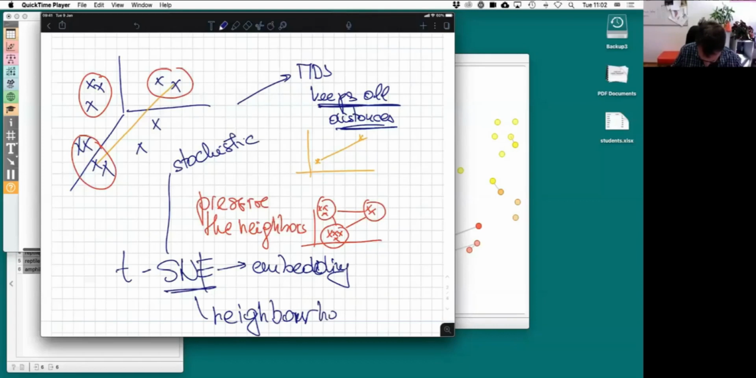I think it stands for neighborhood, actually. So basically, this algorithm tries to preserve the neighbors, right? And the technique is not a projection, but it's called embedding, just like MDS, right?